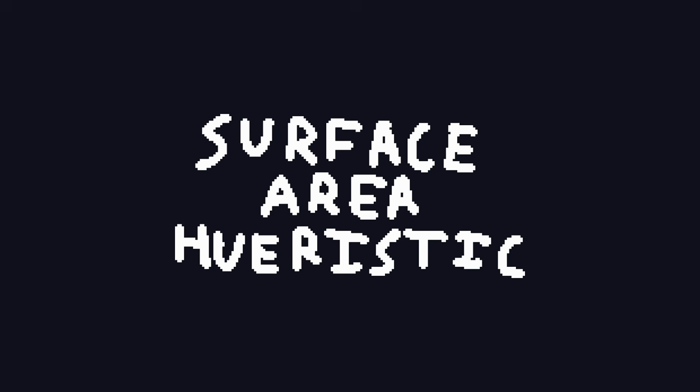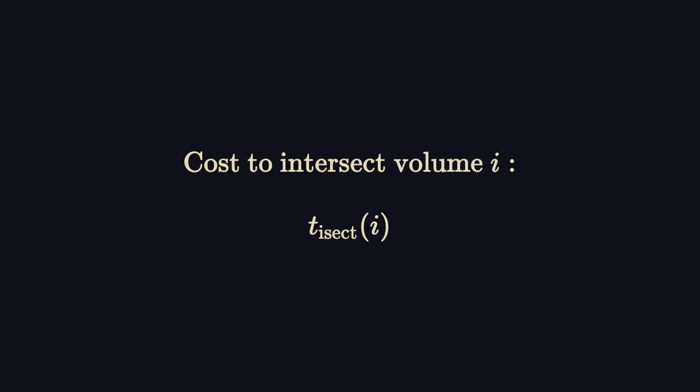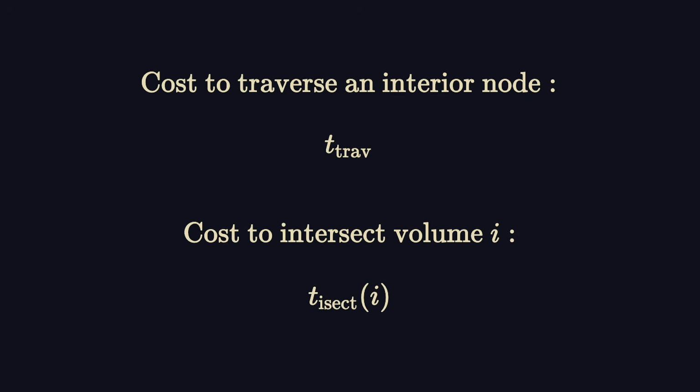This heuristic requires that each object have an estimate of how computationally expensive it is to intersect. We call this T-intersection. For voxel volumes, you might estimate this using the size of the volume, for instance. The heuristic also requires the cost of simply visiting a node in the BVH to be estimated. We call this T-traversal.